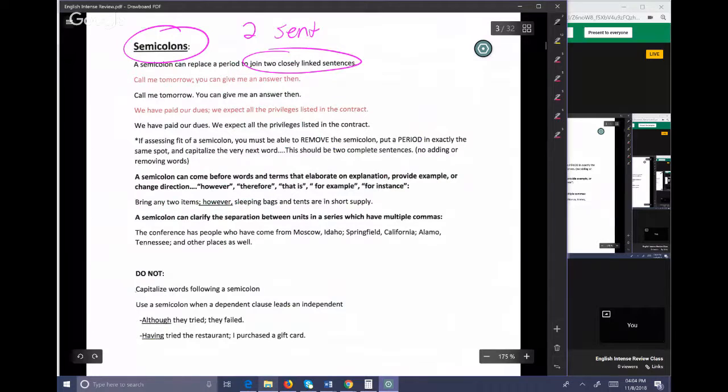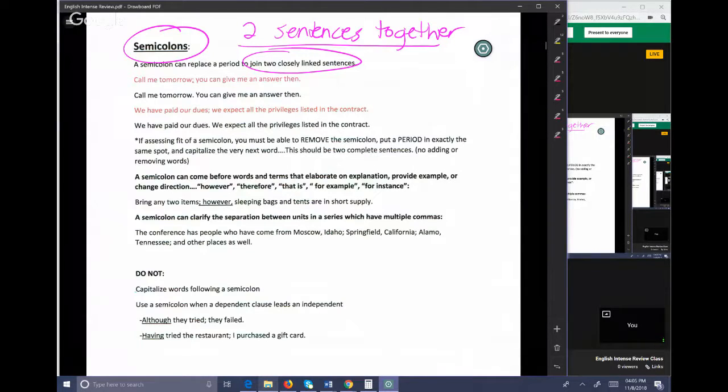Semicolons join two sentences together. And now I'm going to start to relate this again to something that has to do with the sentence structures and bridges the first two classes together. A semicolon is used when you have two completely independent sentences that, in the exact form that you are seeing them in front of you, could be two sentences.